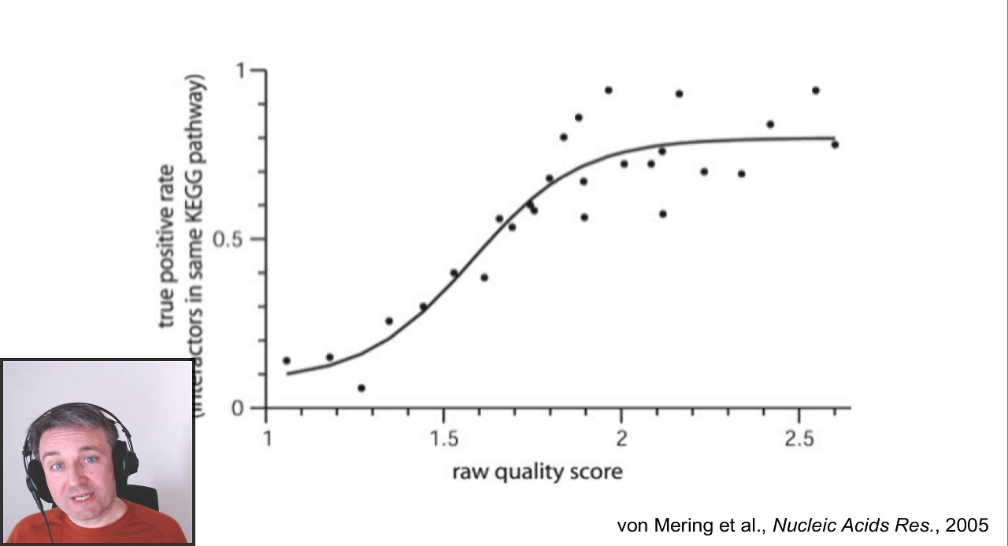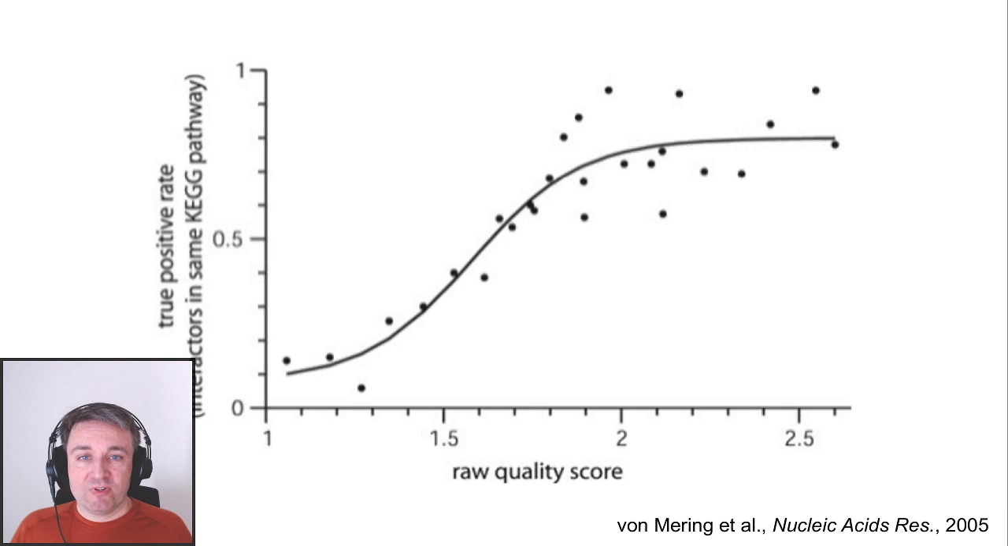The trick is, we can now go back to all the proteins that we might not know what they are doing, the ones that don't fall on any known pathways. We can take a given interaction, we can calculate a raw quality score, and now that we have a raw quality score, we can go in and say, the raw quality score was 1.7, what does that mean? Well, 1.7, if you look at this curve, means about a 50-50 chance of these two proteins being in the same pathway. We can do that for all the different types of data.